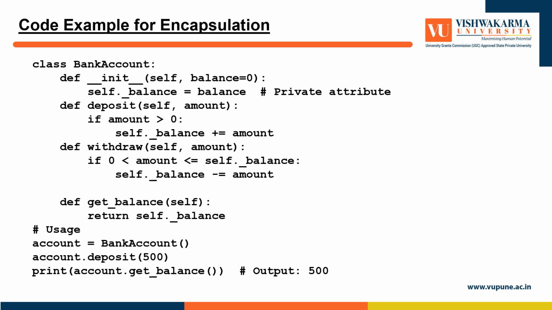Code example for encapsulation. In this example, we have a BankAccount class with a private balance variable. You can add money or take out money using the deposit and withdraw methods, but you cannot directly change the balance from outside. This ensures no one accidentally changes the balance in a way that could break the logic of our program.